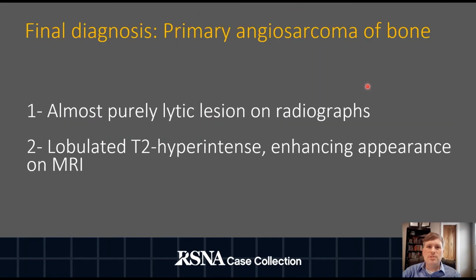The final diagnosis is primary angiosarcoma of bone. This is an almost purely lytic lesion on radiographs and a lobulated T2 hyperintense enhancing lesion on an MRI. These findings are characteristic of angiosarcoma, but are not at all specific.